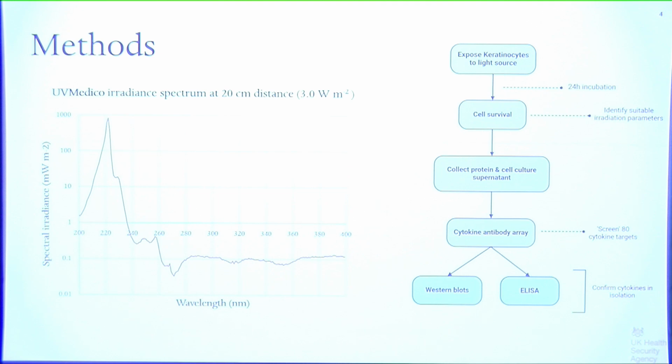And then we collected the protein and the cell culture supernatant, and we used the protein for the cytokine antibody arrays. So we use this as a broad screening method. So this is essentially a membrane with 80 cytokines bound to it. You incubate your protein sample on it, and you can see the expression levels of these cytokines. And then what we wanted to do with these results is to take a couple of the upregulated cytokines and measure them in isolation using Western blot and ELISAs, and to compare them with our solar irradiated keratinocytes and with our cis-UCA results.